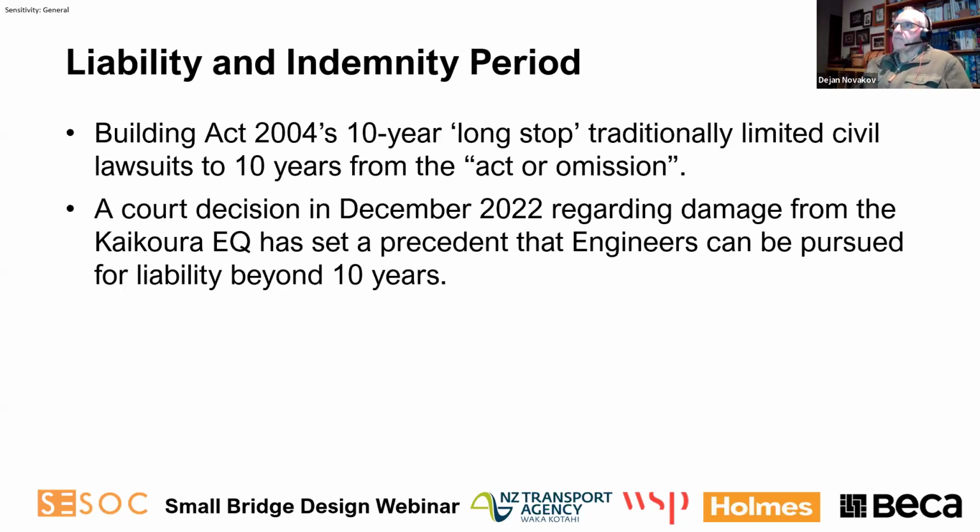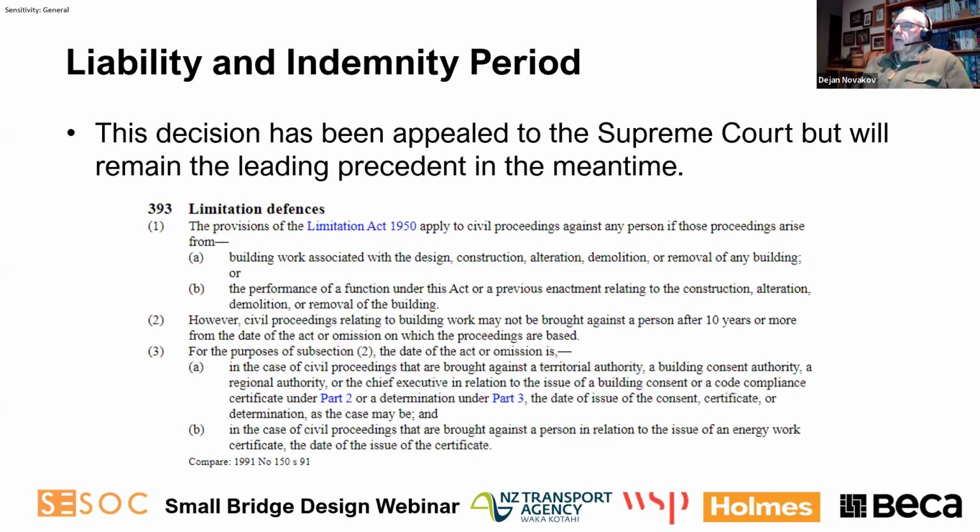So next slide, please. And these are some wording about the liability and indemnity period, which you can also find in the Limitation Act. So that's probably, I don't want to scare you too much, but something that you should consider in your design and before making bold decisions. Next slide, please.